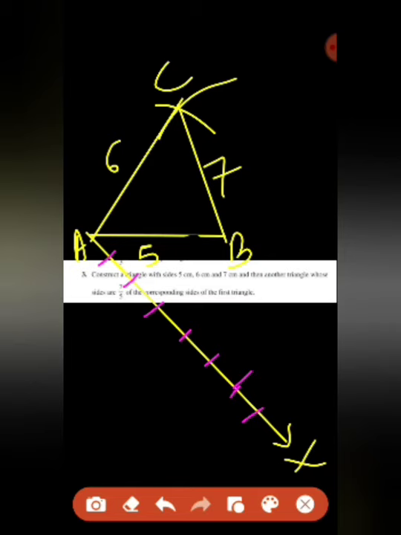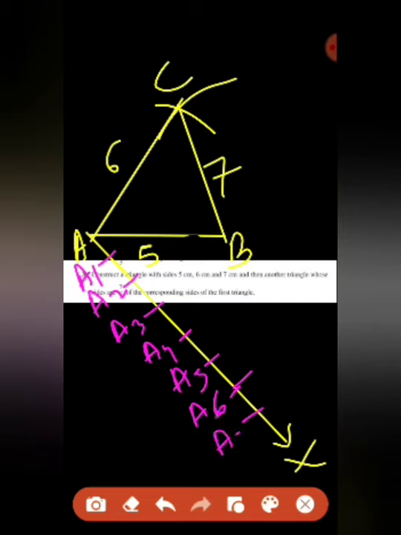Keep your tip of the compass at point A and make an arc. Let's say this is A1. Keep your tip of the compass at point A1 and make an arc with the same measurement. Similarly at A2, A3, A4, A5, A6, A7. Okay, hope you understand till here, right?